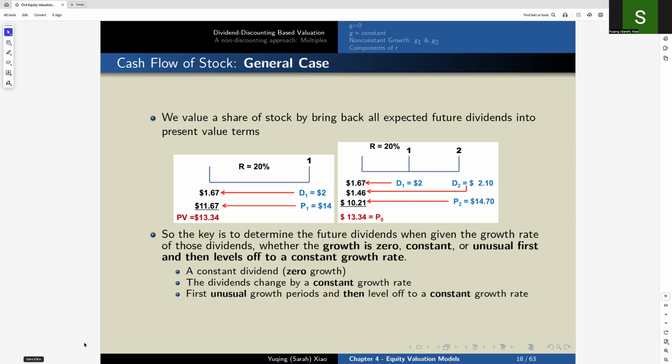If they start off irregular, then stabilize, we use a two-stage or multi-stage model. So the heavy lifting in stock valuation is actually on the forecasting side. That is, estimating how dividends will evolve over time.